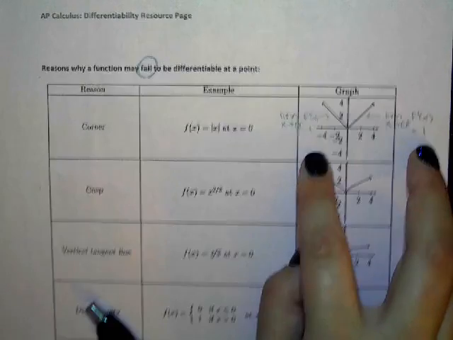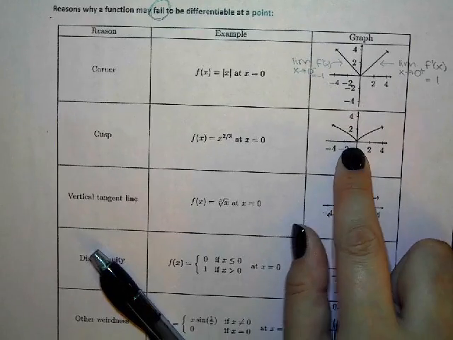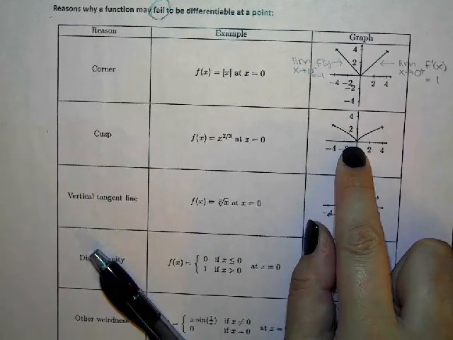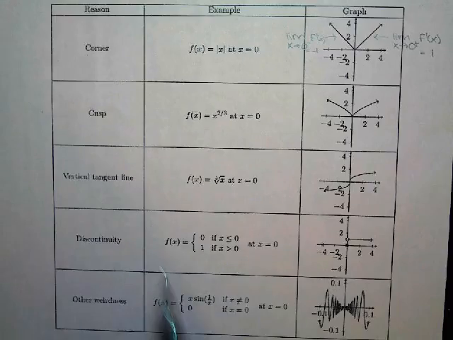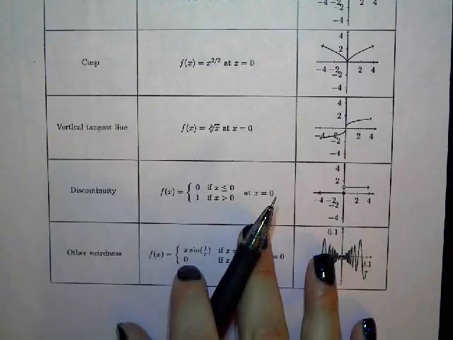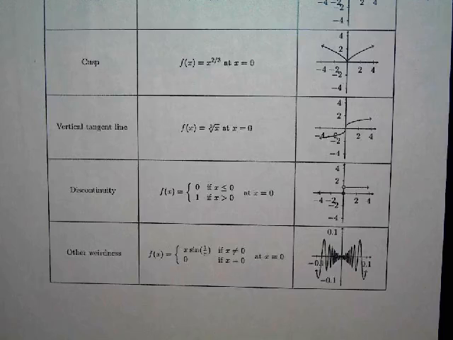A cusp, same idea, looks slightly different. All right, vertical tangent line. What's the issue for a vertical tangent line, do you think? Any ideas? What's the slope right here? Think about rise over run. Think about what would have happened for a vertical line. It'd be over 0. Change in y divided by change in x, your change in x is 0.